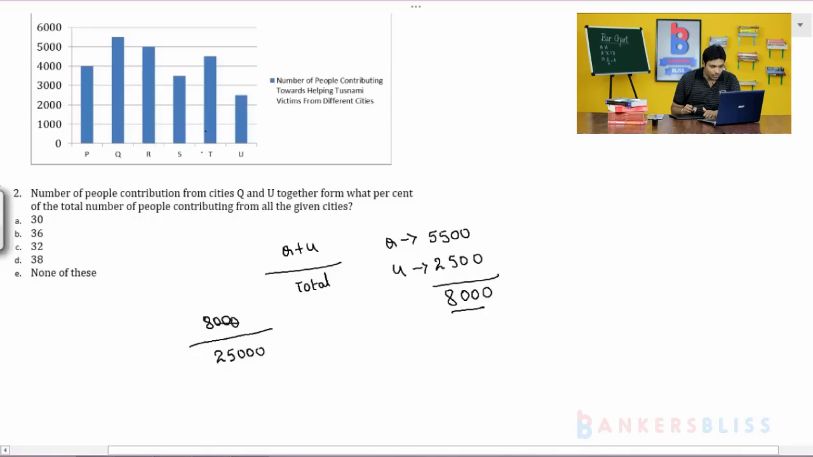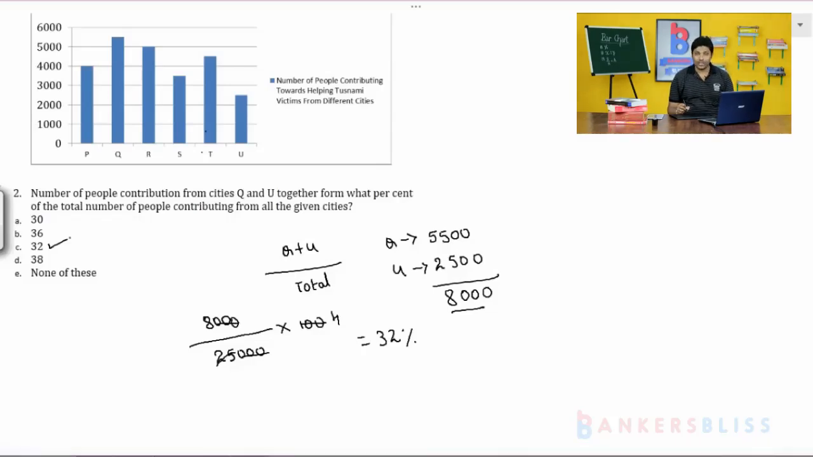Into 100. So 25 fours are 100, 8 into 4 is 32. So 32% is the answer, that is option C. So the total number is 25,000. Always remember the total number is 25,000.